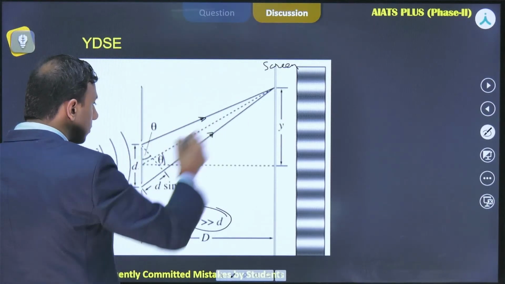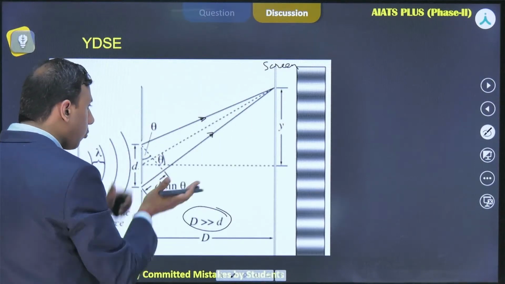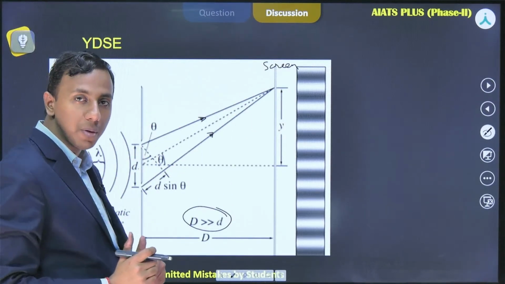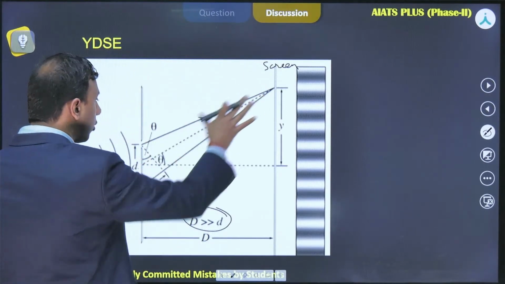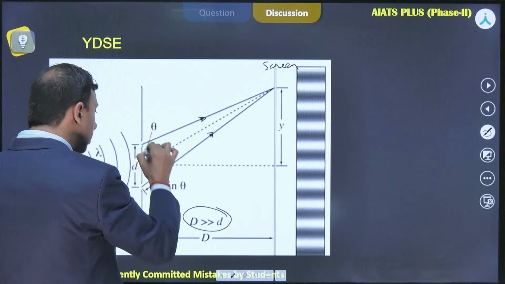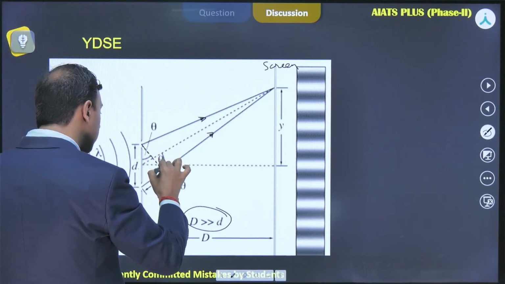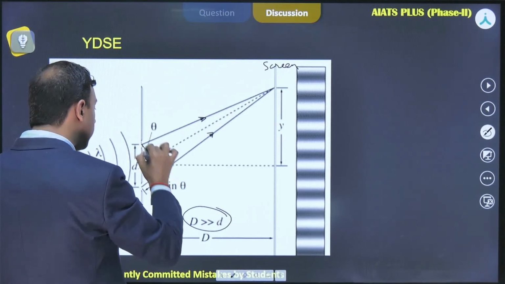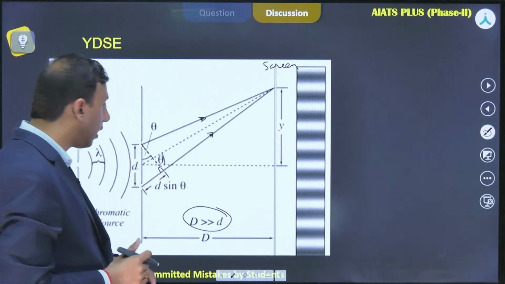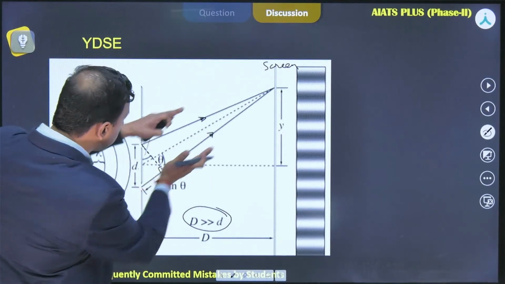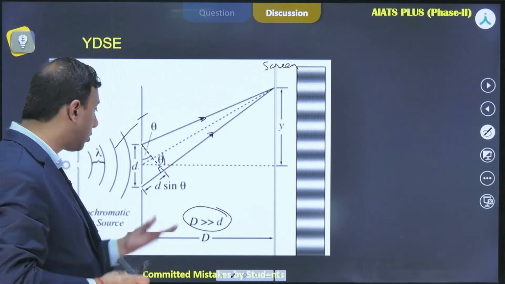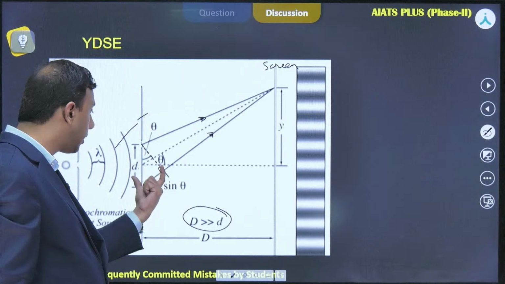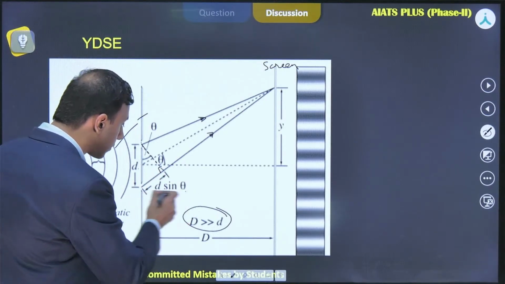these 2 rays, what would be the path difference between them? Path difference as in the difference in their length, right? What would the path difference be? Well, all you have to do is drop a perpendicular from this slit to this ray. And if you see this length and this length, they would be almost equal. So what would the path difference be equal to? This length, and it is written as d sin theta.